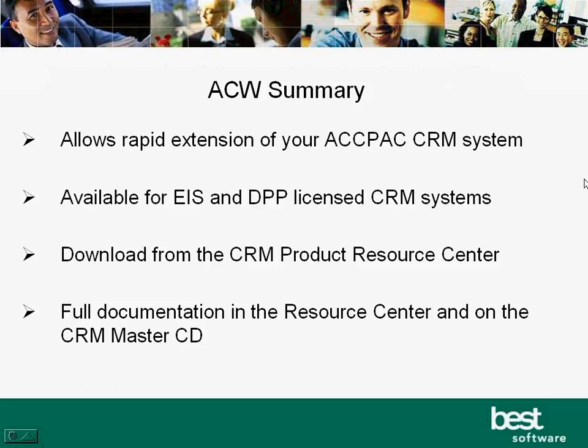So in summary, the Advanced Customization Wizard allows rapid expansion of your Access CRM system, works for EIS and BPP license systems. You can download it from the CRM Product Resource Center, and full documentation is available in the Resource Center and on the CRM Master CD.